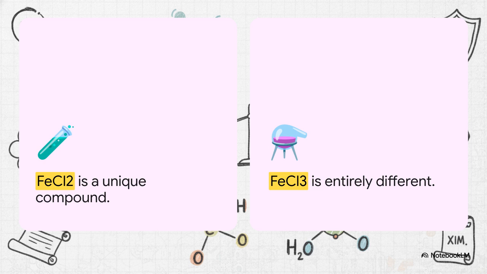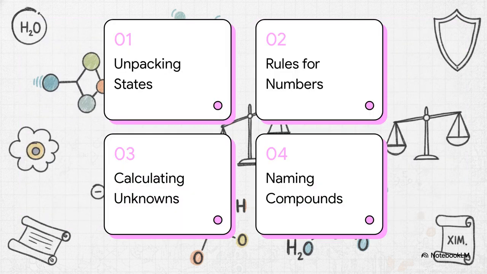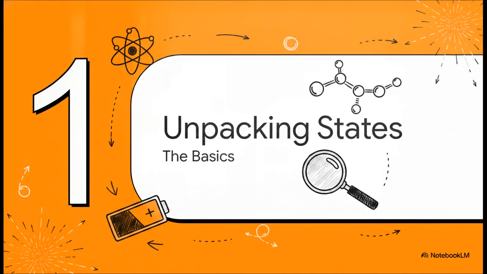You see, transition metals like iron are kind of like shapeshifters. They can have more than one oxidation state. So those hidden Roman numerals, they're actually a crucial code telling us exactly which version of the metal we're dealing with. Okay, let's dive into this. Today we're going to unpack oxidation states, look at the rules for oxidation numbers, calculate the unknowns, and finally name these compounds correctly. First up, unpacking oxidation states.